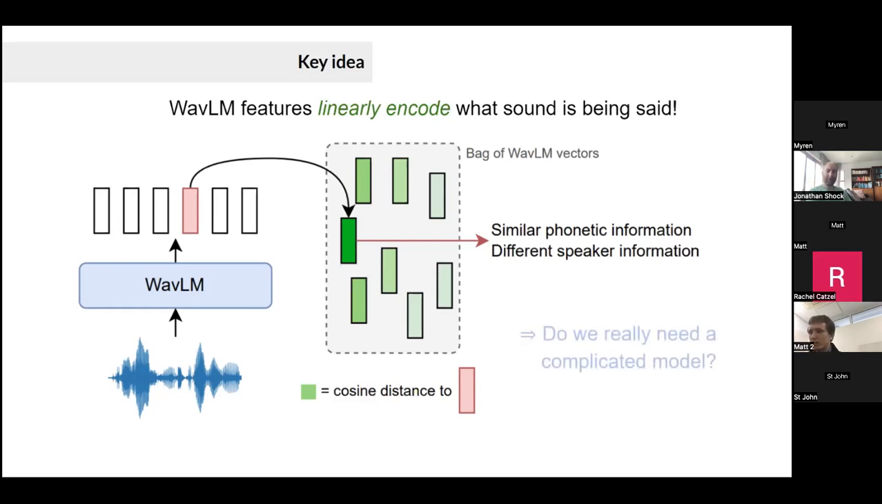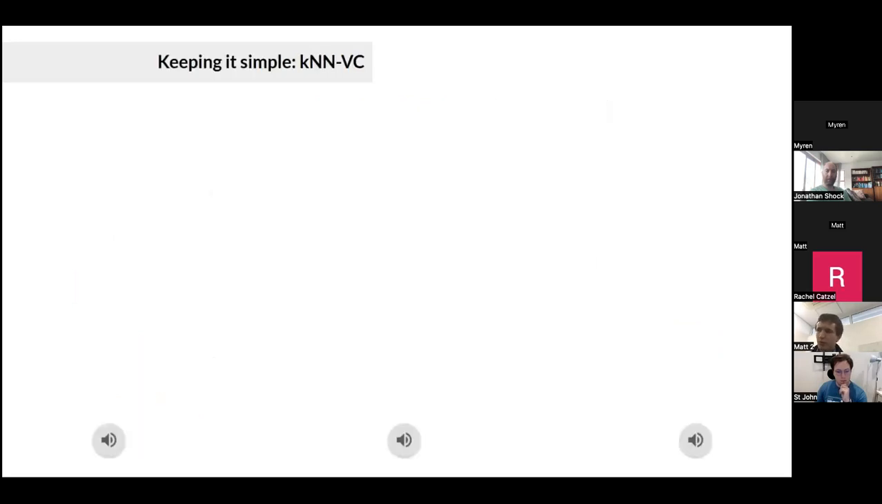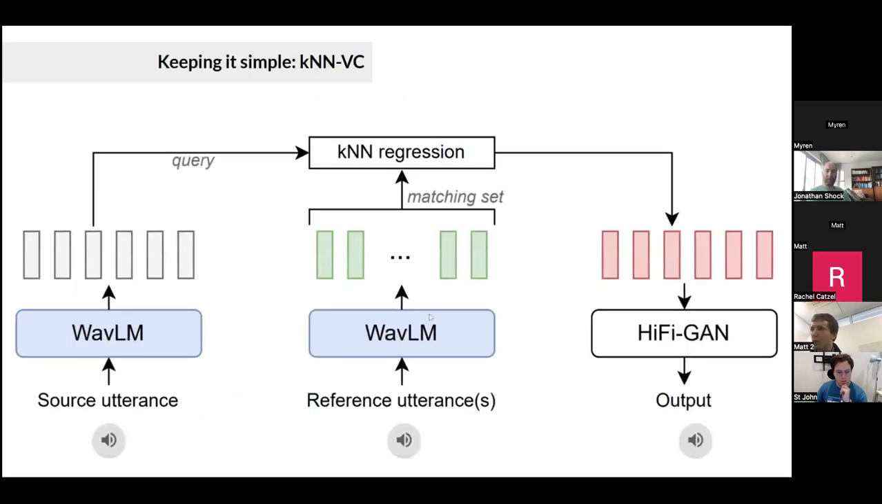Cool. So with this key thing, that linear distances actually find the nearest same sound from another speaker, we asked, do we really need a complicated model? Because of that, we proposed this model: k-nearest neighbors. That's not a new model; everyone's seen it. This is our voice conversion model.